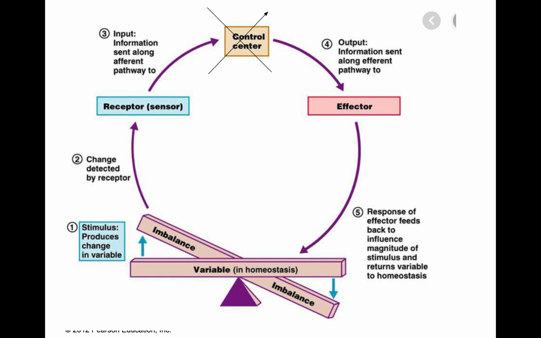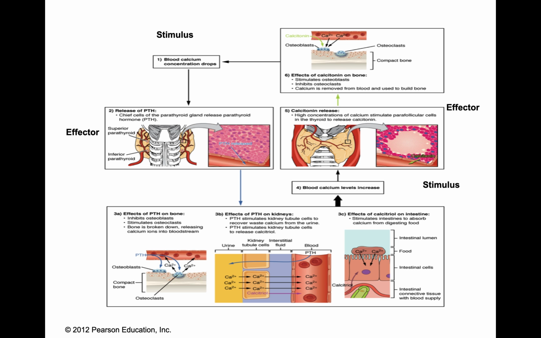How does it all play together? Key thing to remember here, guys: the feedback loop we talked about, there is no control center for the parathyroid gland. Let me tell you how it works. So here's our first stimulus: blood calcium concentration drops. Our effector right away is the release of parathyroid hormone, the PTH. PTH is going to do three things.